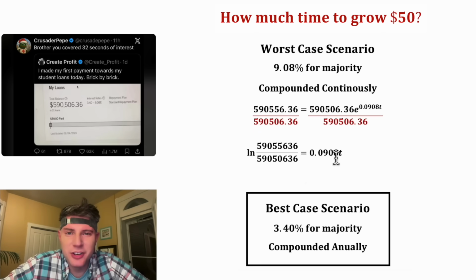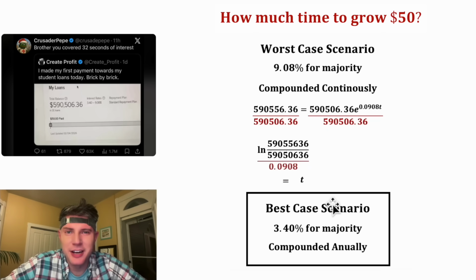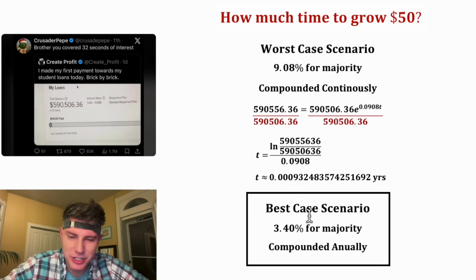And then from here, to solve for the t, we can divide both sides by 0.0908. On the right-hand side, this is all going to cancel out, leaving us with t. And on the left-hand side, we have this natural log of this fraction divided by this. We basically got to plug this into a calculator. So after we do that, we get t is approximately equal to all of this, and that's going to be in years. I have no idea how much time this is.